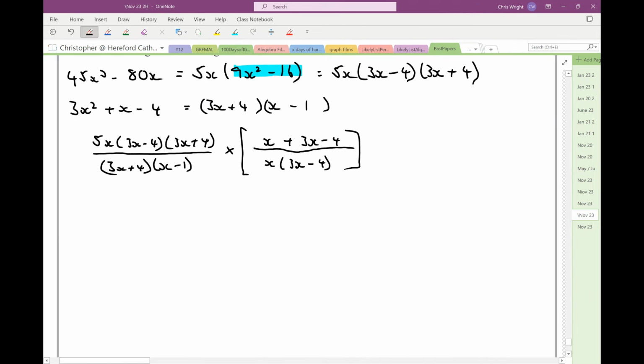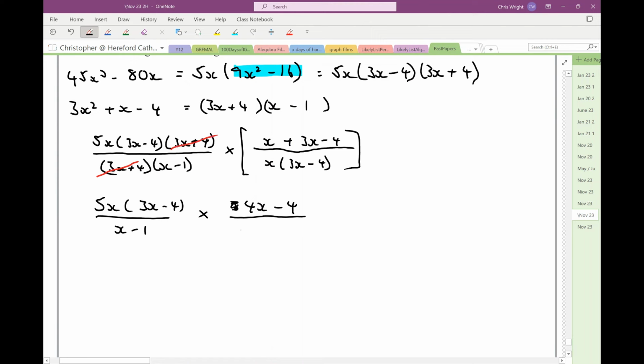Right, getting there now. Well, slowly. So, look at this. I can cancel here. 3x plus 4, divide top and bottom by 3x plus 4. It's made life a bit easier, hasn't it? Now, what's going to happen here? So I'm going to have 5x lots of 3x minus 4 over x minus 1 multiplied by, what have I got on the top here? I've got 3, no I haven't, I've got 4x minus 4 on the top, haven't I?